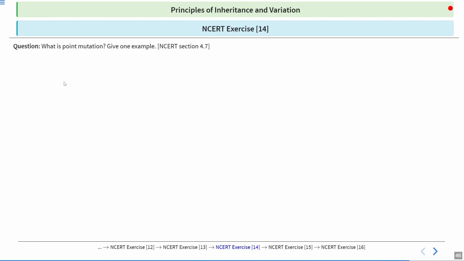The next question: what is point mutation? Give one example of point mutation. Clear? So what will be the answer for this question?